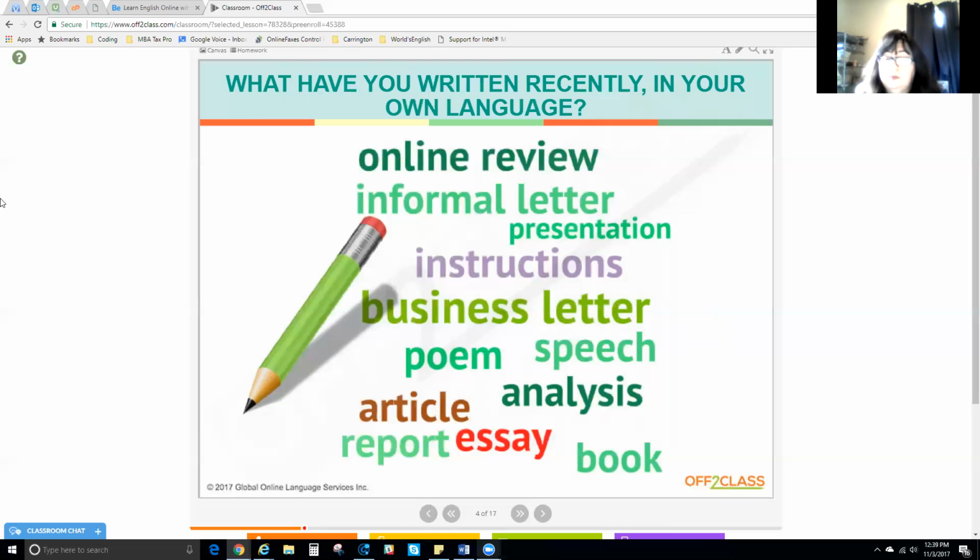Maybe your brother's getting married and you're writing a speech to give at the wedding. Maybe you want to write a poem for your boyfriend or girlfriend. Maybe you're a student and you have to write an analysis or an essay for a class. Or you're a writer. Maybe you're a newspaper journalist and you write articles and reports. So there's so many different ways we can use writing, and we do this in our own language.